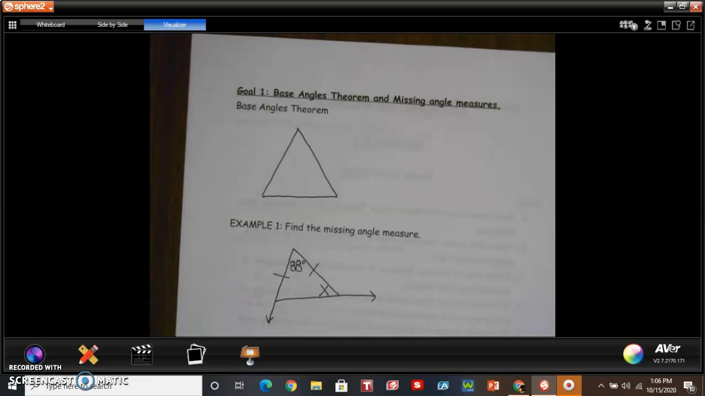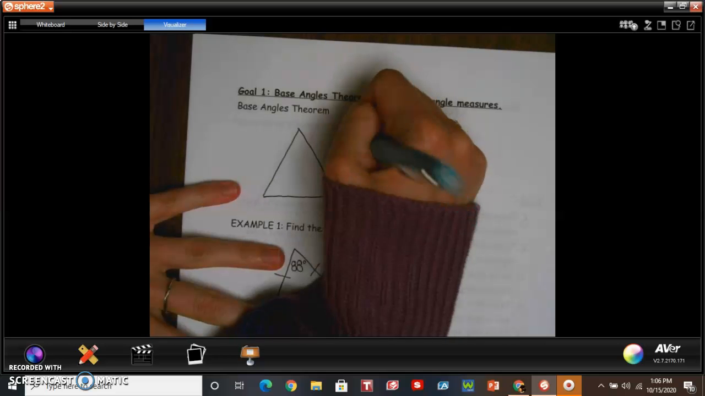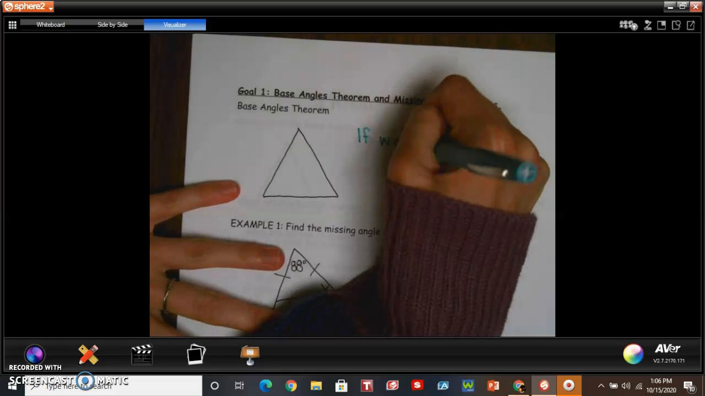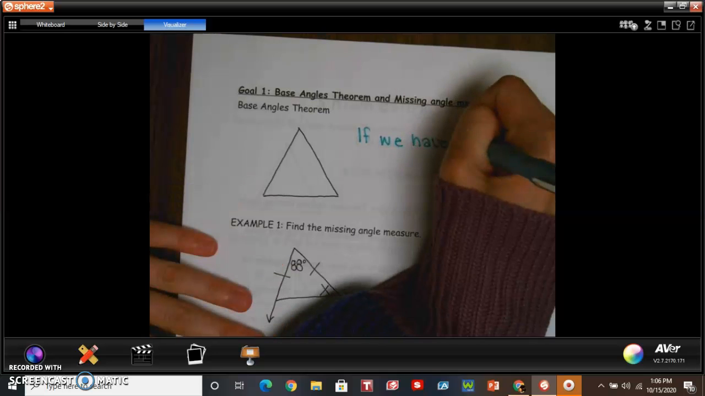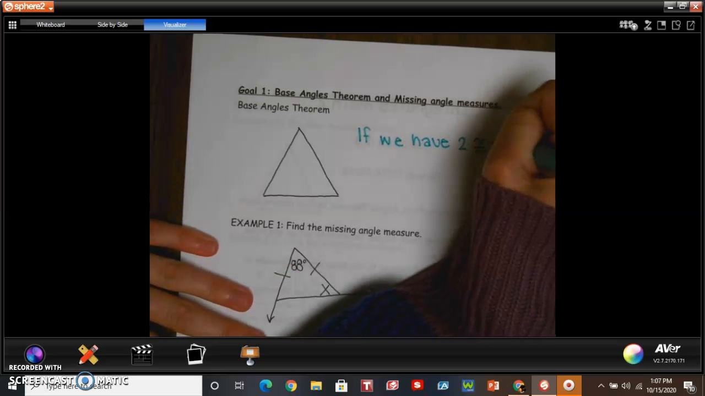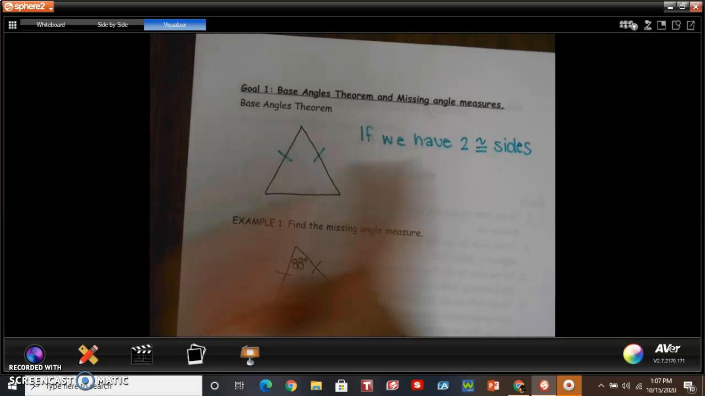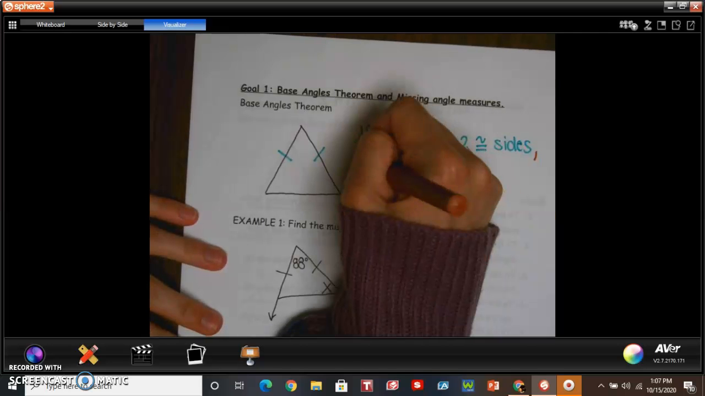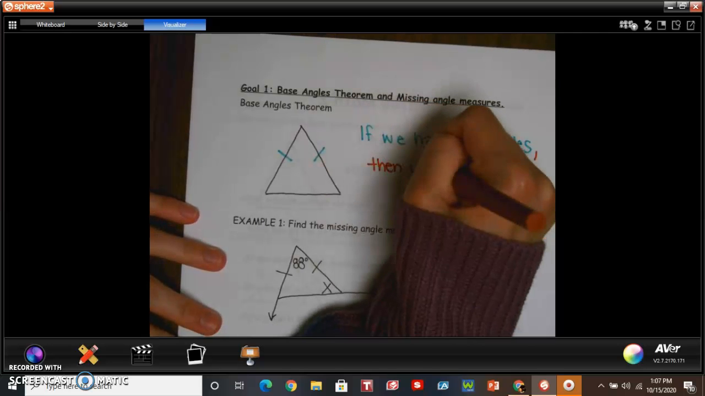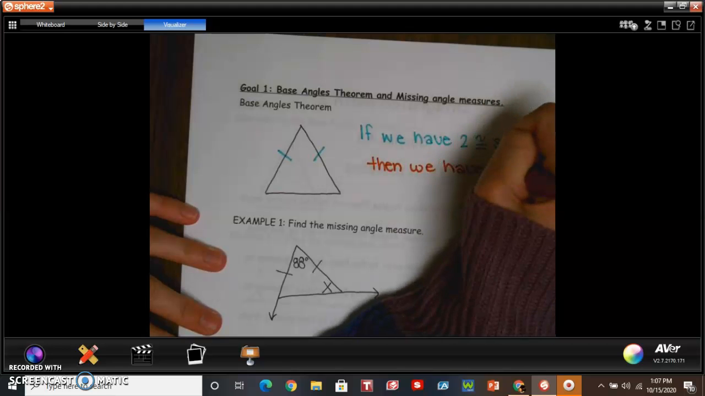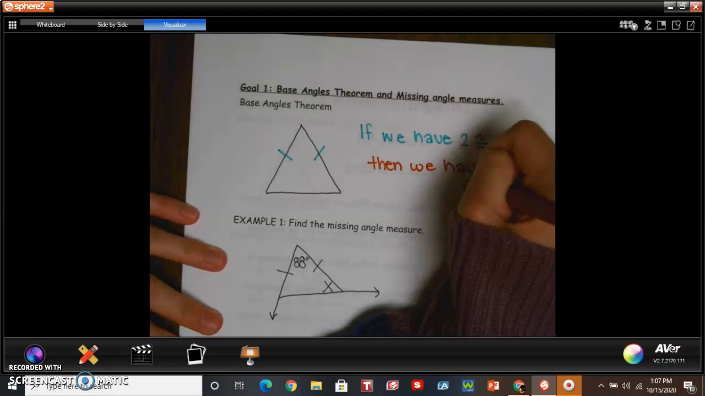Boom. Starting with goal number 1, our base angles theorem and working on finding missing angle measures. So what our base angles theorem tells us is that if we have 2 congruent sides, like so, boom, boom, then we have 2 congruent angles.